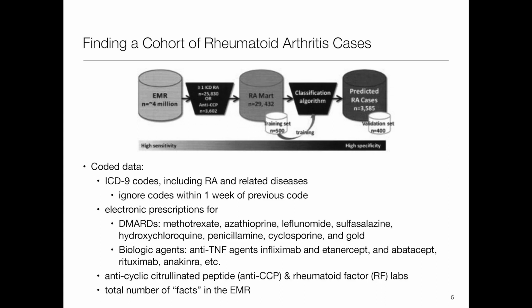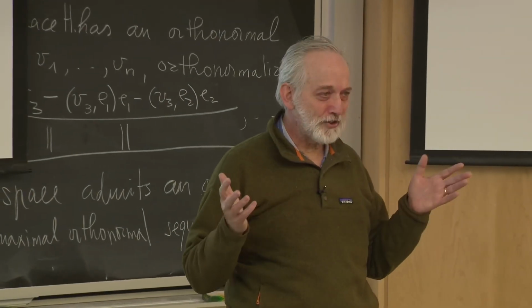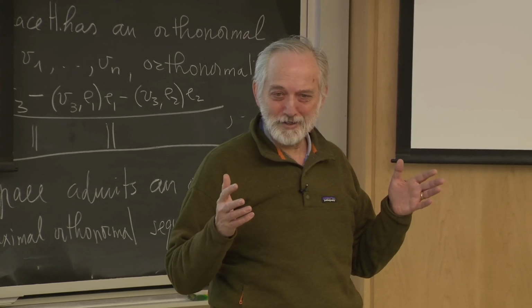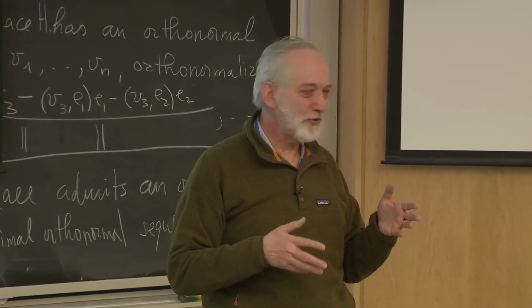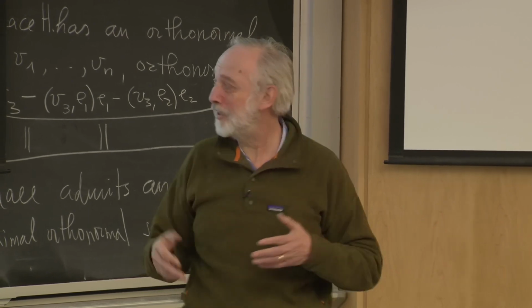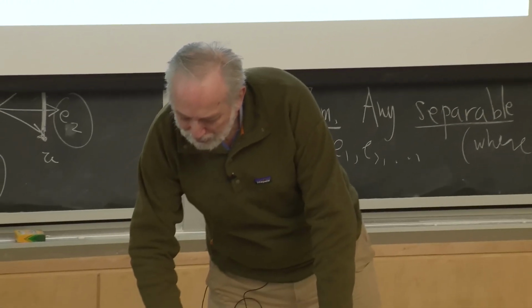And another thing we found, not only in this study but in a number of others, is that it's very helpful just to count up how many facts are in the database about a particular patient. That's not a bad proxy for how sick they are, right? If you're not very sick, you tend to have a little bit of data, and if you're sicker, you tend to have more data. So that was the cohort selection.